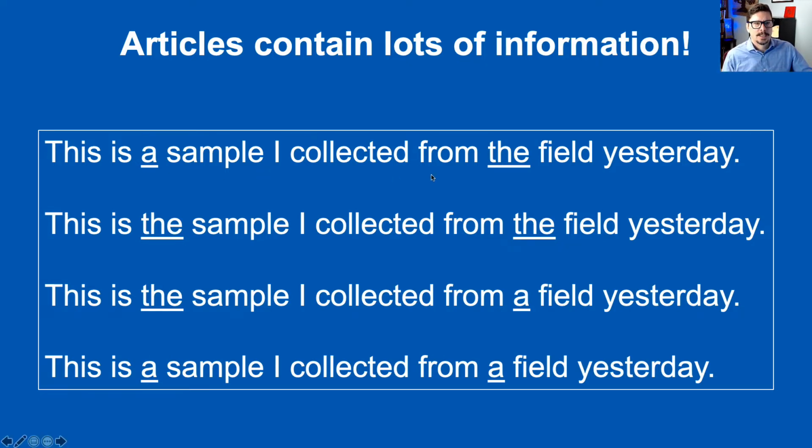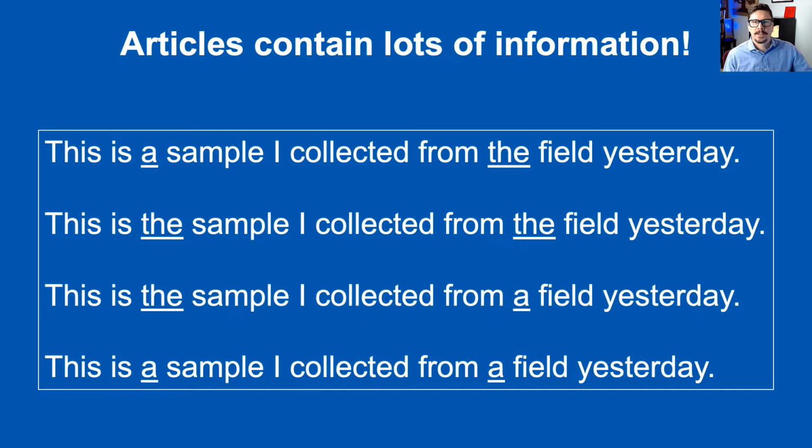So in the first one, this is a sample I collected from the field yesterday. So being a sample, I know that it's singular. So you're talking about one sample, but I also know that you collected more than one sample. So you're talking about a single sample, but I know that you have lots of different samples. Secondly, you say collected from the field yesterday. So this is the definite article. That tells me that there's only one field that you visited, or there's only one field that you would visit, and that I already know what that field is.